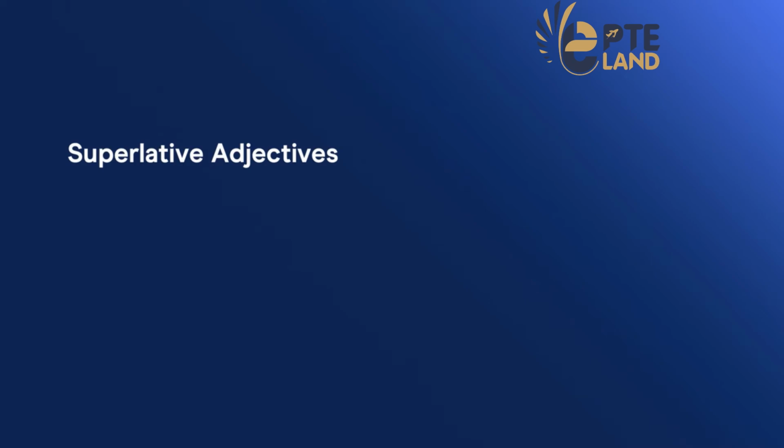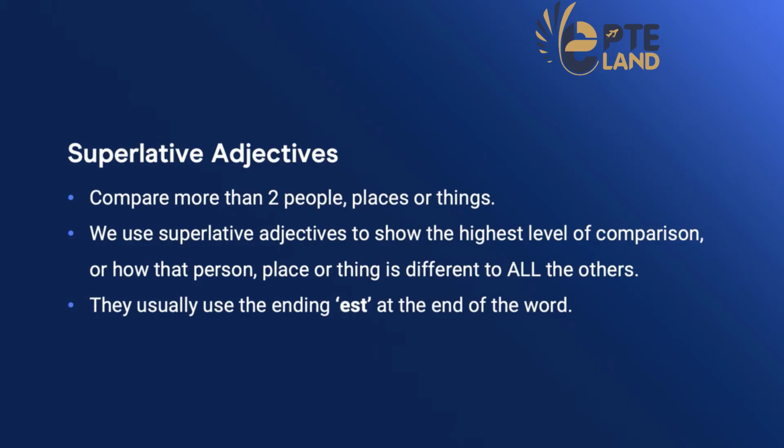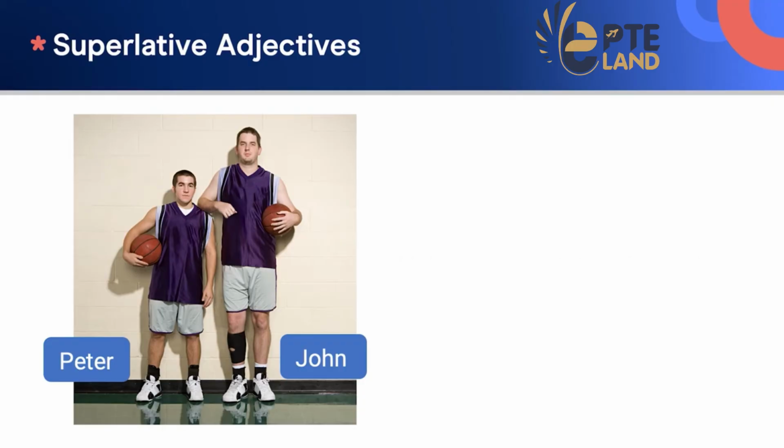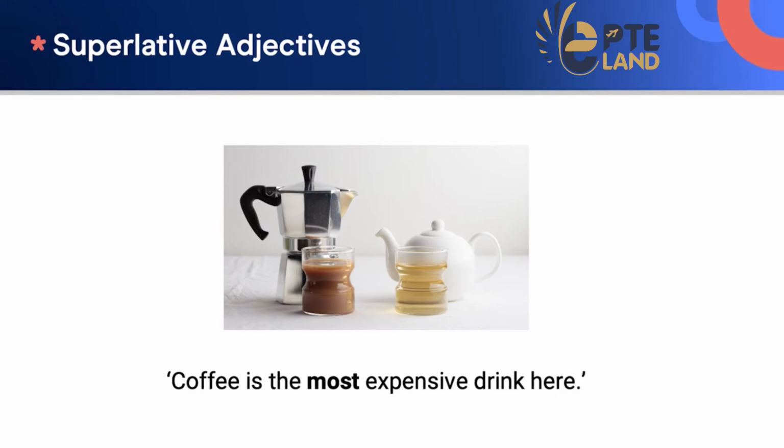For superlative adjectives, we use these to compare more than 2 people, places, or things. We use superlative adjectives to show the highest level of comparison or how that person, place, or thing is different to all the others. With superlative adjectives, we use the ending est. For example, we can say, John is the tallest in his family. Or we use most for adjectives with 2 or more syllables. For example, we can say, coffee is the most expensive drink here.